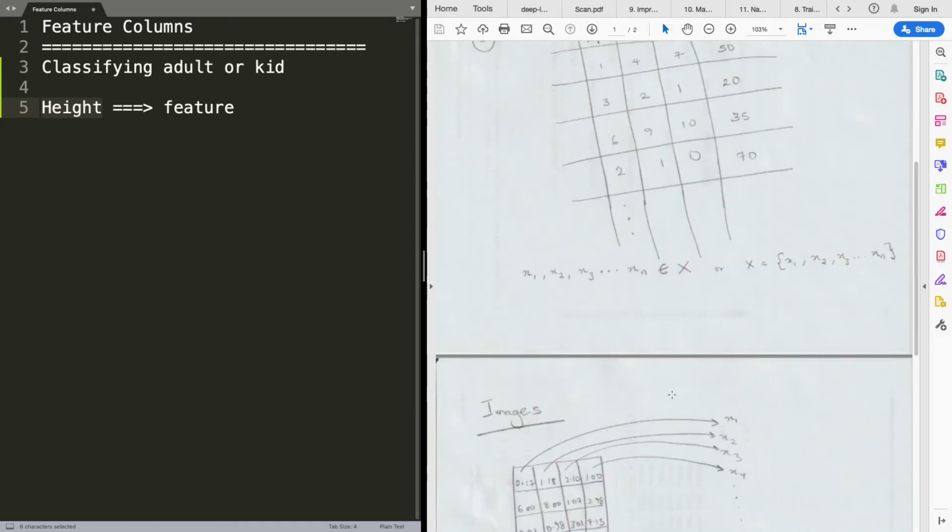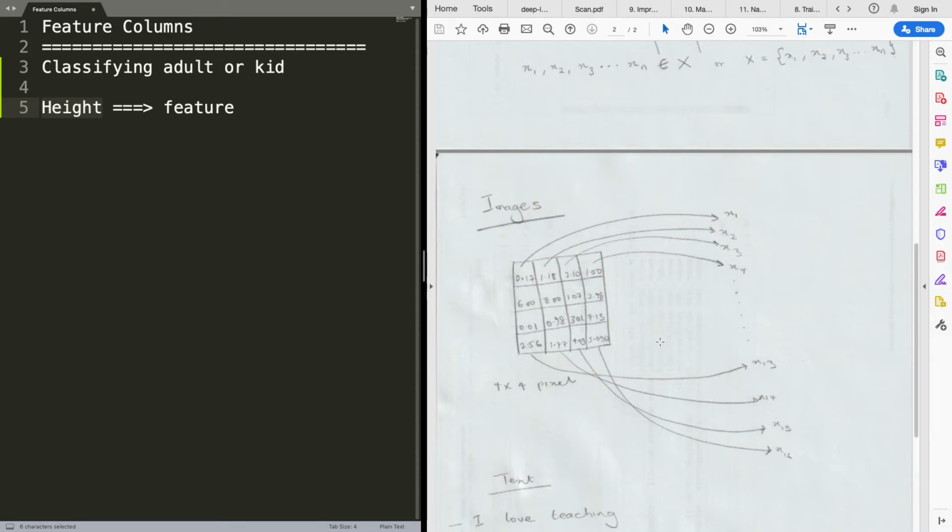So commonly you group all those features together and put them as a big X, where X consists of the set of all the features.